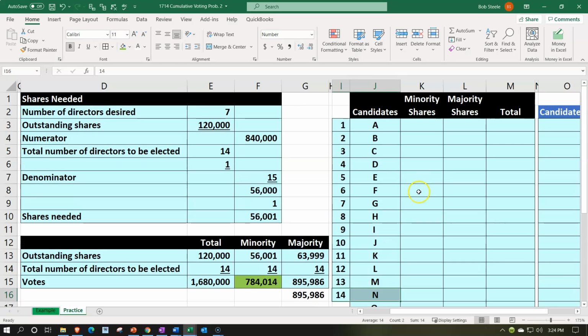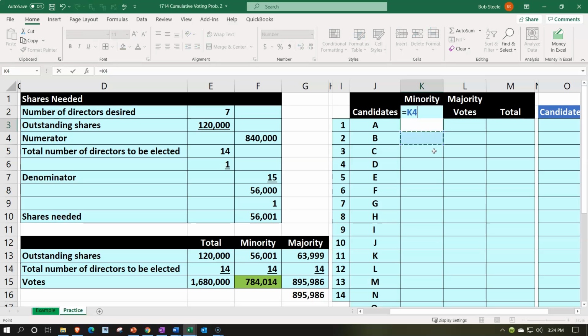So now we're going to take our minority, let's call them votes, would probably be better than shares. And we're going to take our votes and we're going to pick up 7 of them. So we're going to pick up our votes and divide by 7. And so we're going to do that for 7 people here. And we're going to imagine that A would just pick up the first 7 are our people.